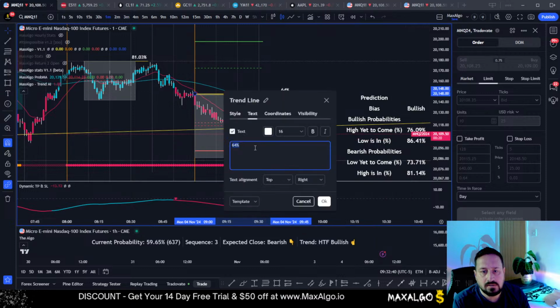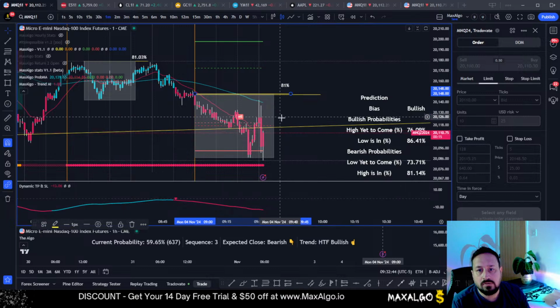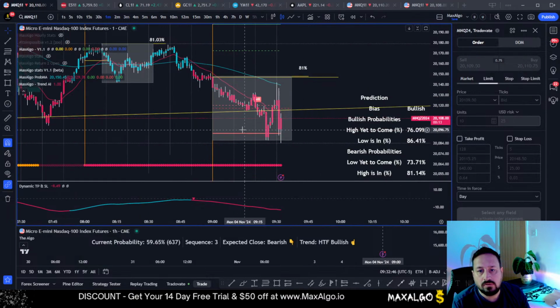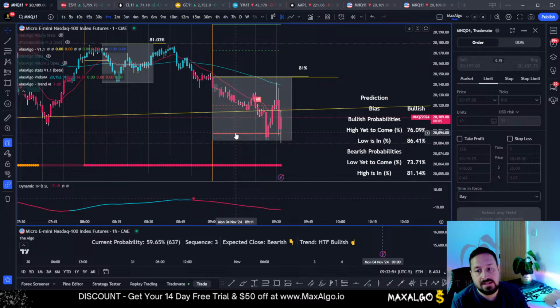There's the text. So the algo is backing up with those confluences. The algo is a confluence. It's not an entry tool, it's a confluence.